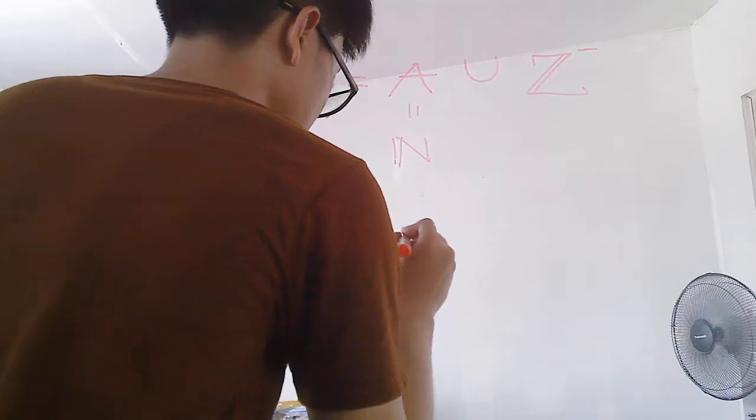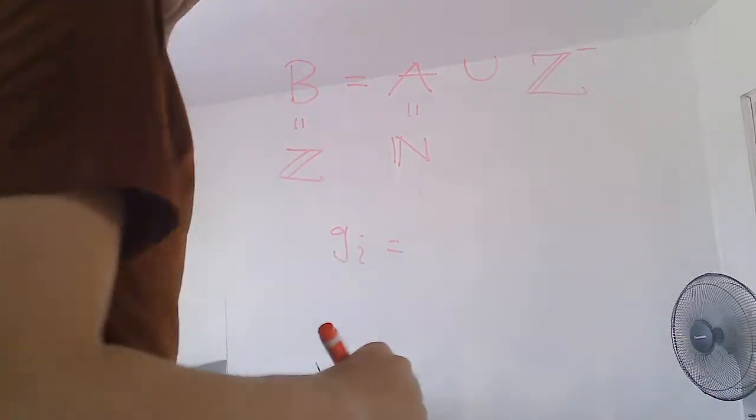So now our bijection, our g_i, is equal to some morphism which maps some even number e.